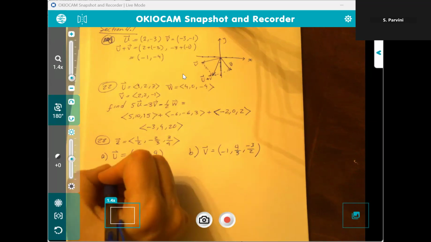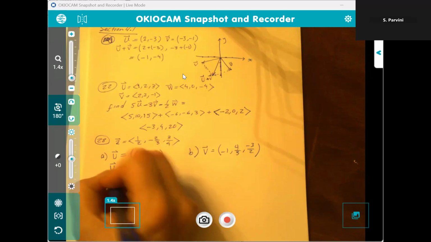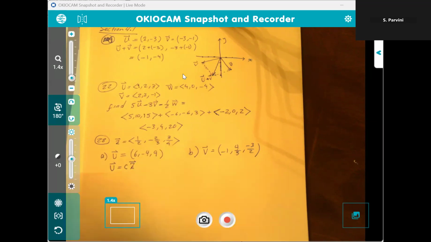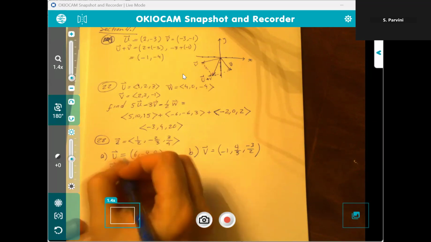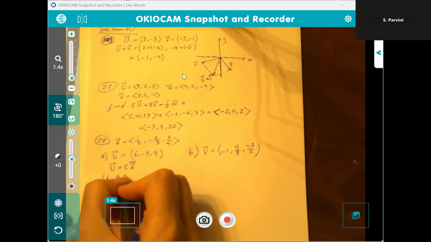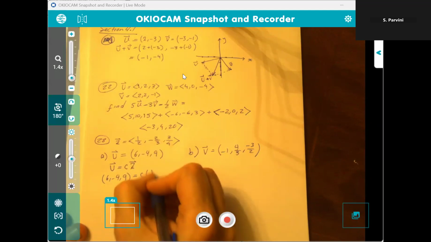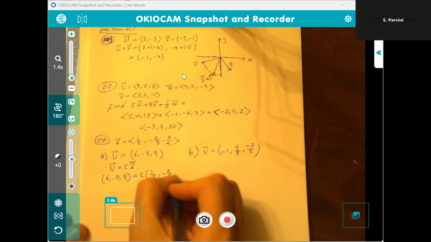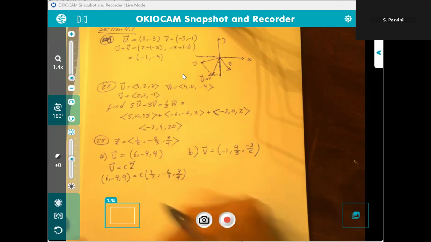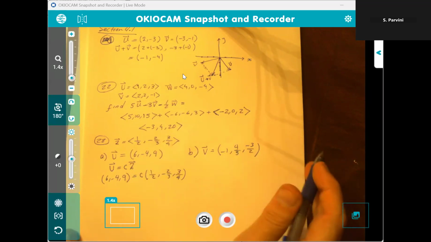So the scalar is c. As you mentioned, we should be able to write u as a scalar multiple of z, right? c times z. Perfect. Now, let's see if that's possible. So here are the elements of u. They are 6, negative 4, 9. We're going to set it equal to c times the elements of z, 1/2, negative 2/3, and 3/4. So if we can find such a c, then u is a scalar multiple of z.